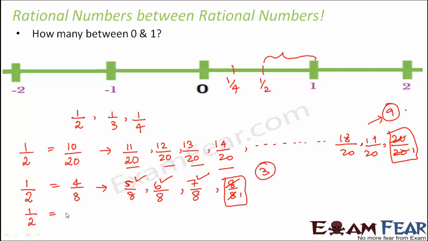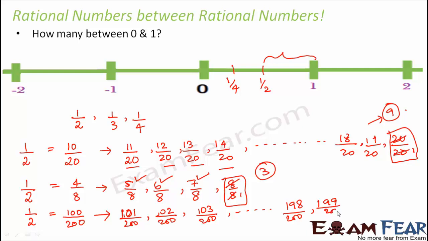Again, the same 1 by 2 can be written as 100 by 200. And here we can start from 101 by 200, 102 by 200, 103 by 200, and so on till you reach 198 by 200, 199 by 200, and finally 200 by 200. So this 200 by 200 is 1. Here, how many numbers do you have? You have almost 99 rational numbers in this case. So how many rational numbers did we actually find right now? 9 plus 3 plus 99. These are all numbers between 1 by 2 and 1.